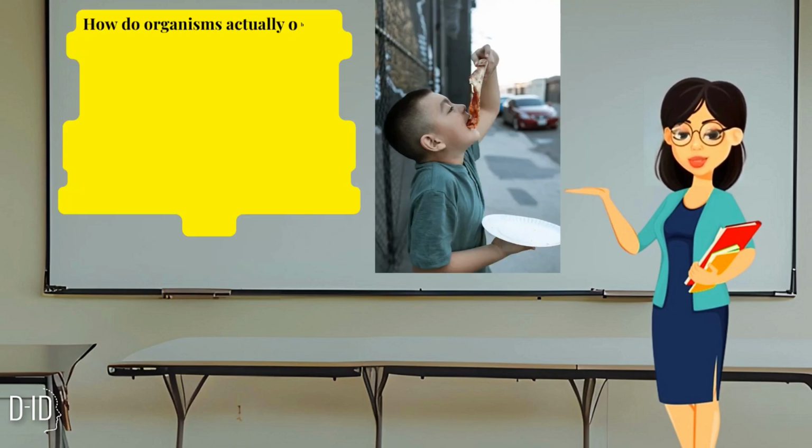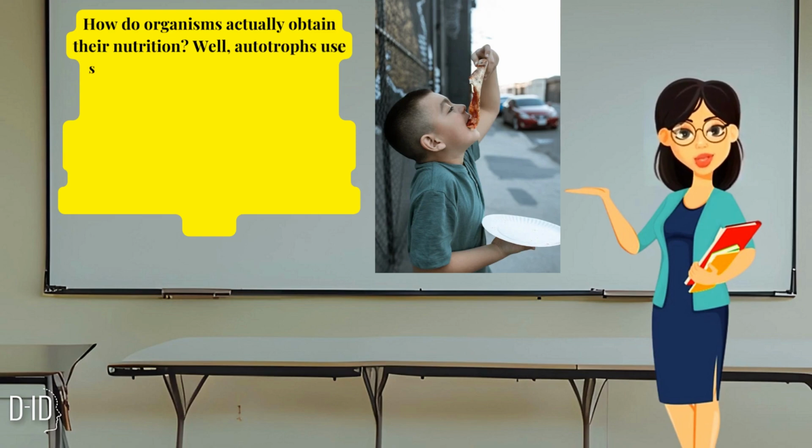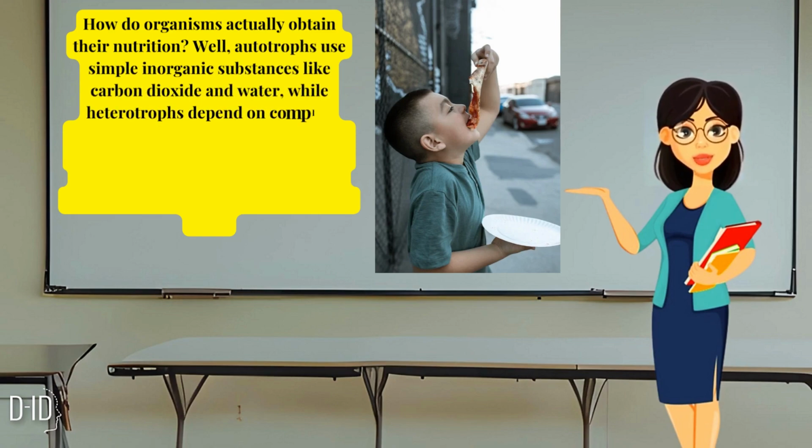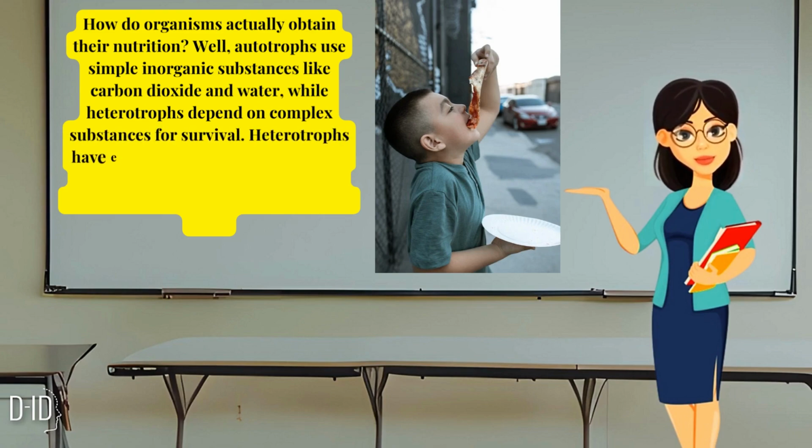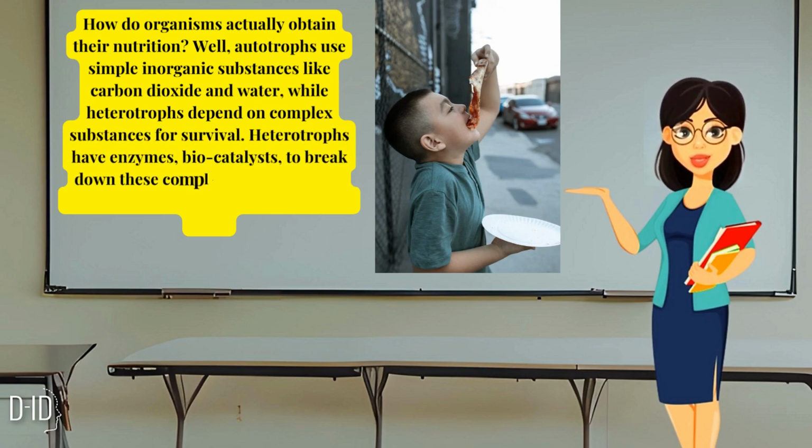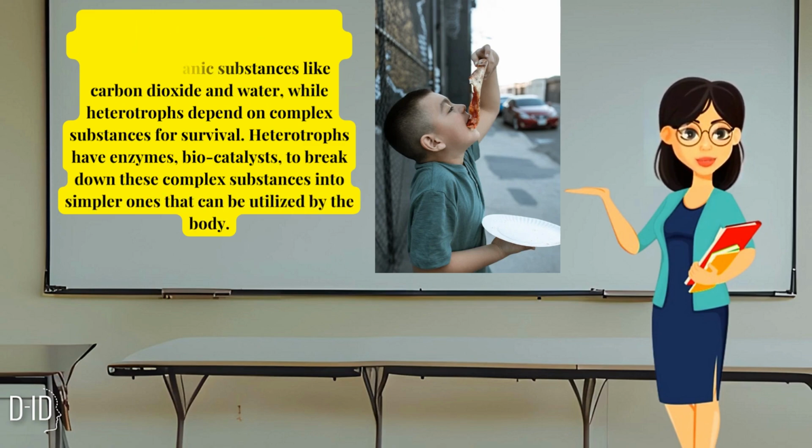How do organisms actually obtain their nutrition? Well, autotrophs use simple inorganic substances like carbon dioxide and water, while heterotrophs depend on complex substances for survival. Heterotrophs have enzymes, biocatalysts, to break down these complex substances into simpler ones that can be utilized by the body.